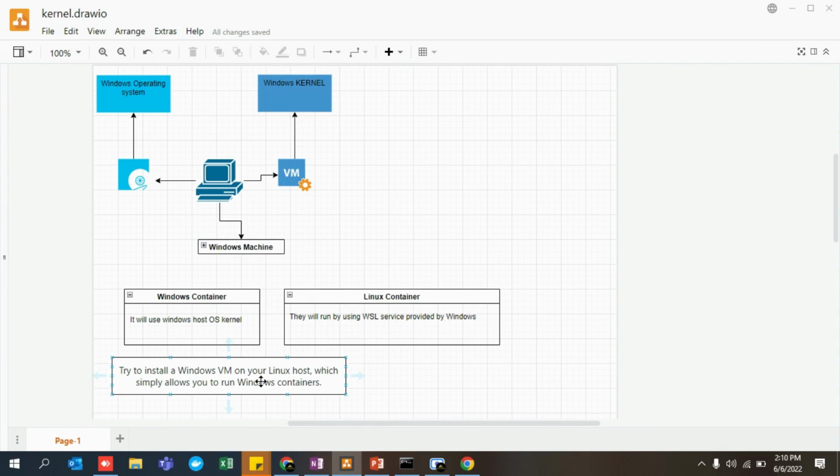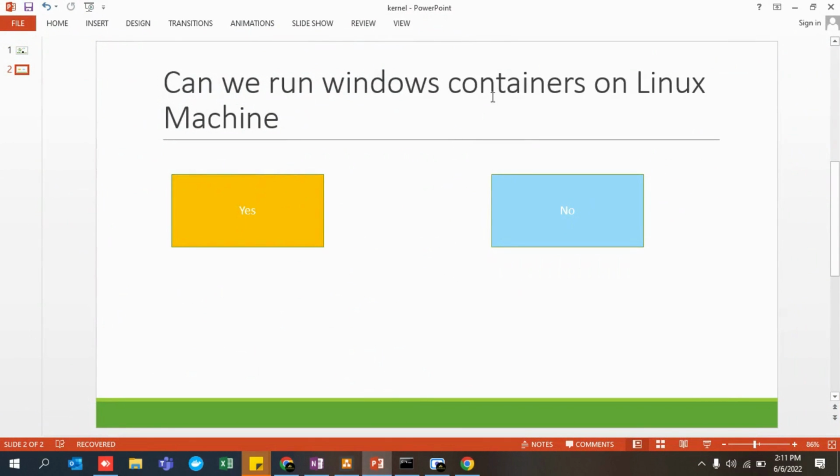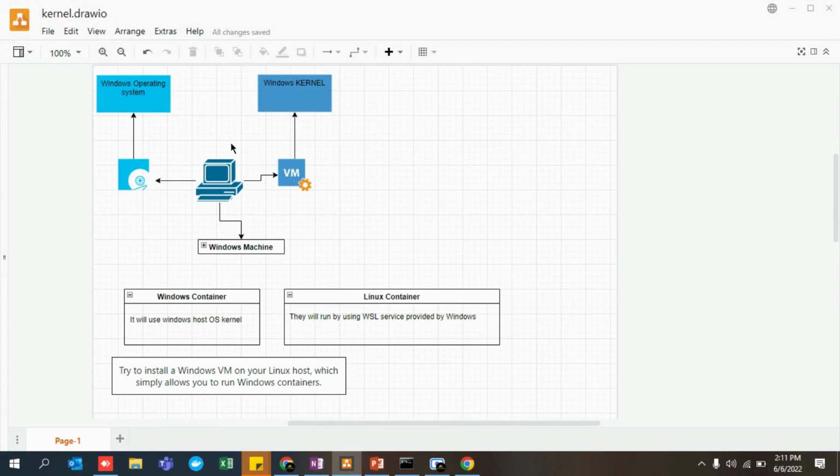So if you want to run a Windows container on Linux, you need to install a Windows virtual machine, and then you can go about that, right? But you cannot directly run, guys, a Windows container on a Linux machine. Linux containers can be run on Windows, again, because Windows is providing you a service with the help of which you can run Linux containers. But Linux is not providing any such services.